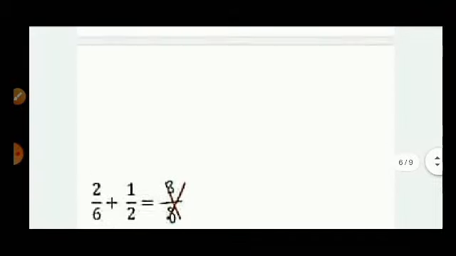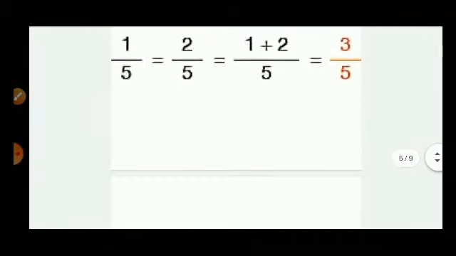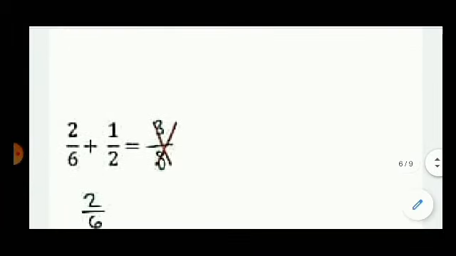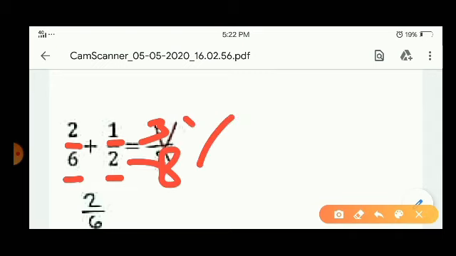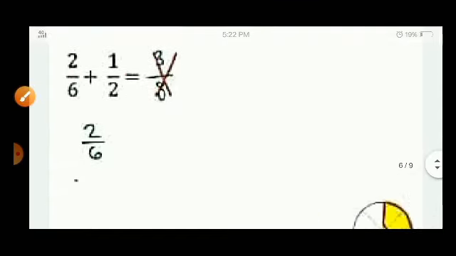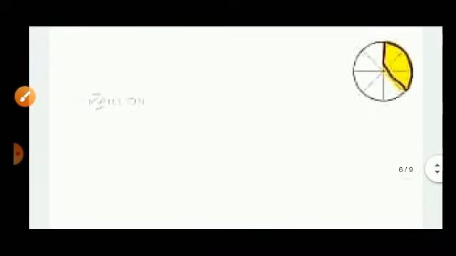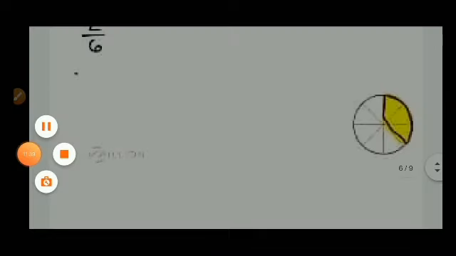So now how will we add unlike fractions? If you again think that here 2 plus 1 is 3, so you take 3, and here 6 plus 2 is 8, so you take 8, that is also incorrect. The answer is different. So let's talk about the addition of unlike fractions.